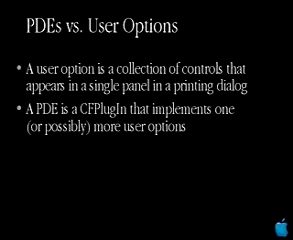Just a quick note on terminology. We tend to use the terms PDE and user option interchangeably. A user option is really a collection of controls that appears in a single panel in the printing dialog, whereas a PDE technically is the plugin that implements those controls, and in fact, one plugin can implement more than one set of user options. So even though it tends to be a one-to-one mapping, it doesn't necessarily have to be. I just thought I'd point that out in case anybody's confused about why we sometimes call them user options and we sometimes call them PDEs. There's a distinction.